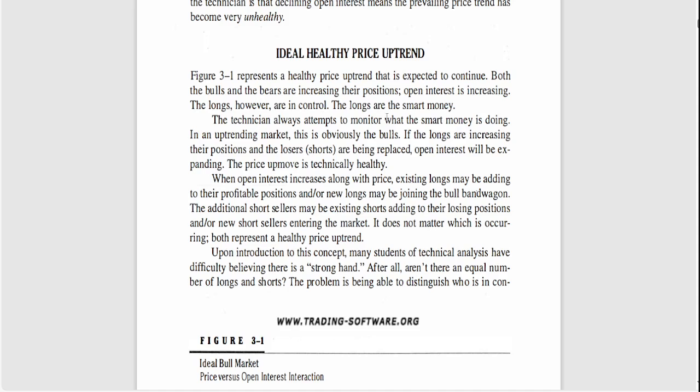Technicians always attempt to monitor what the smart money is doing. In an uptrend, there are obviously bulls. If the longs are increasing their positions, losers are being replaced. Open interest will expand, and the price is technically healthy. When open interest increases along with the price, existing longs may be adding to their profitable positions and new longs may be joining the bandwagon. Additional short sellers may be existing shorts adding to their losing positions. It does not matter which is occurring, both represent a healthy price uptrend.